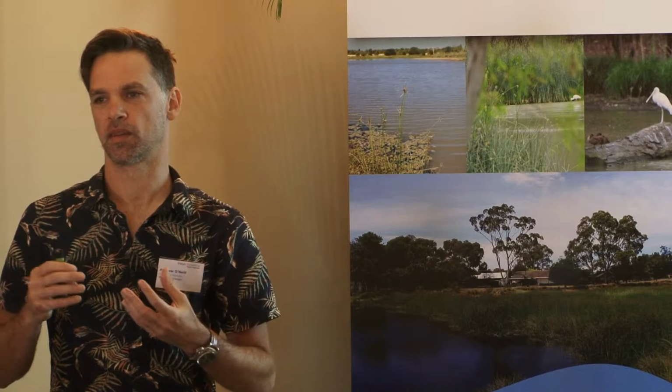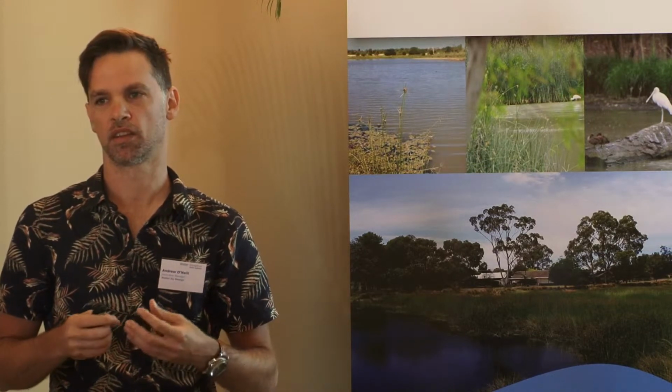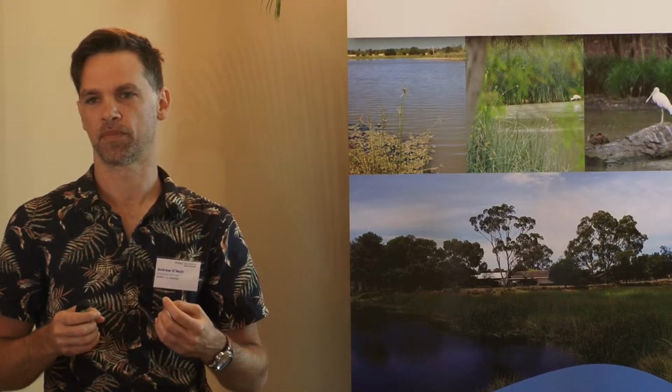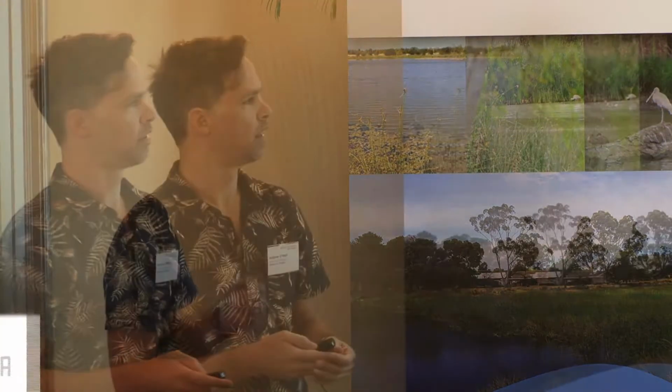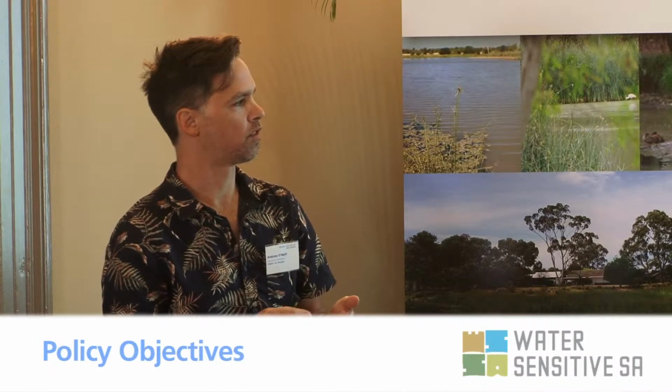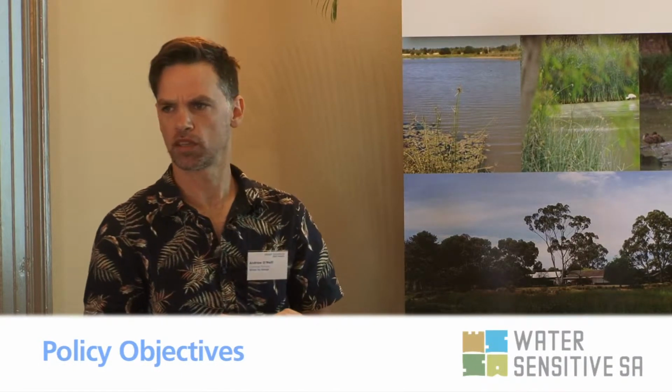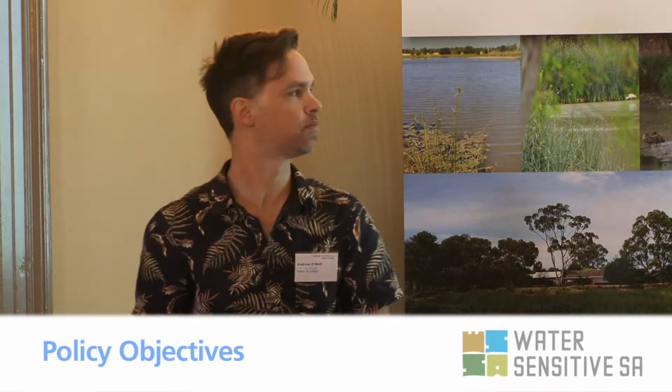Water-sensitive urban design is really principles to help us achieve really good urban areas that offer value to the people who live there and also protect the environment at the same time. So we've got two different types of quantitative stormwater objectives. We've got the quantity component and a quality component.